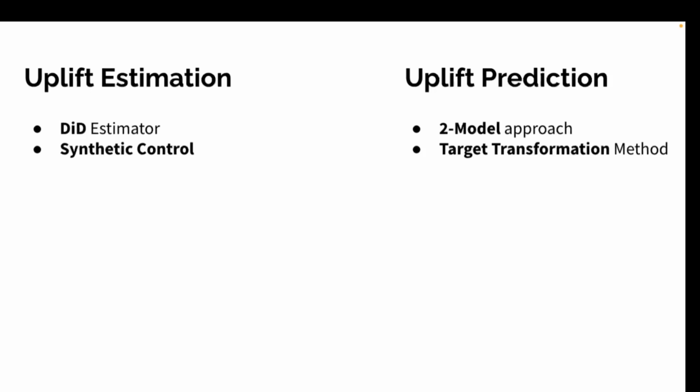But the other 2, the 2-model approach and the target transformation that we just talked about, are designed to predict your treatment effect. So they are designed to estimate your uplift even before you make the intervention, right? That's the difference. At least that's how I see these 2 different approaches. So the first group is used when treatment already occurred, and the second group is used when it did not occur, and you want to predict what kind of uplift you are expecting.